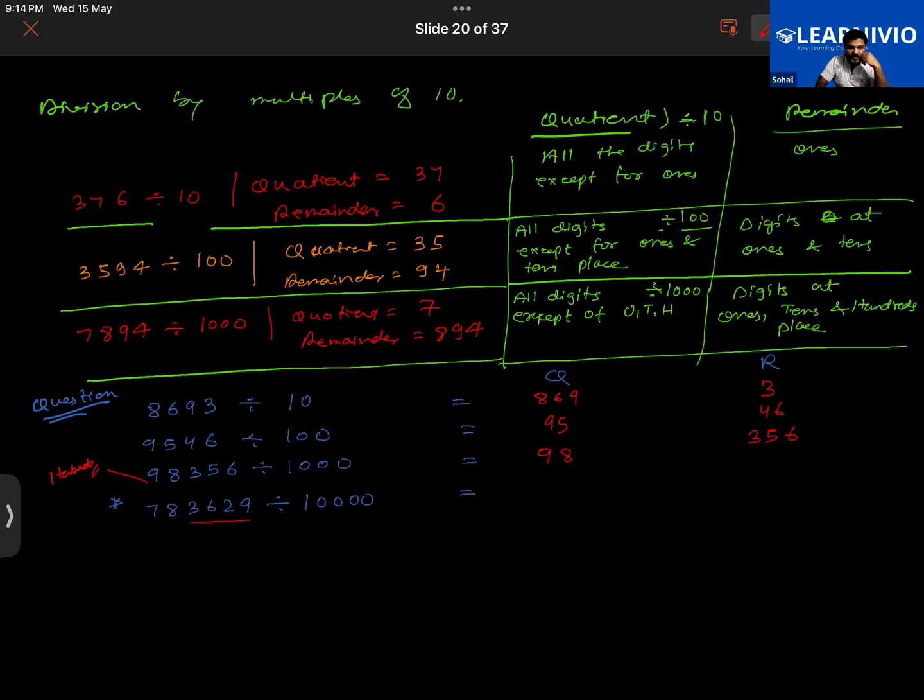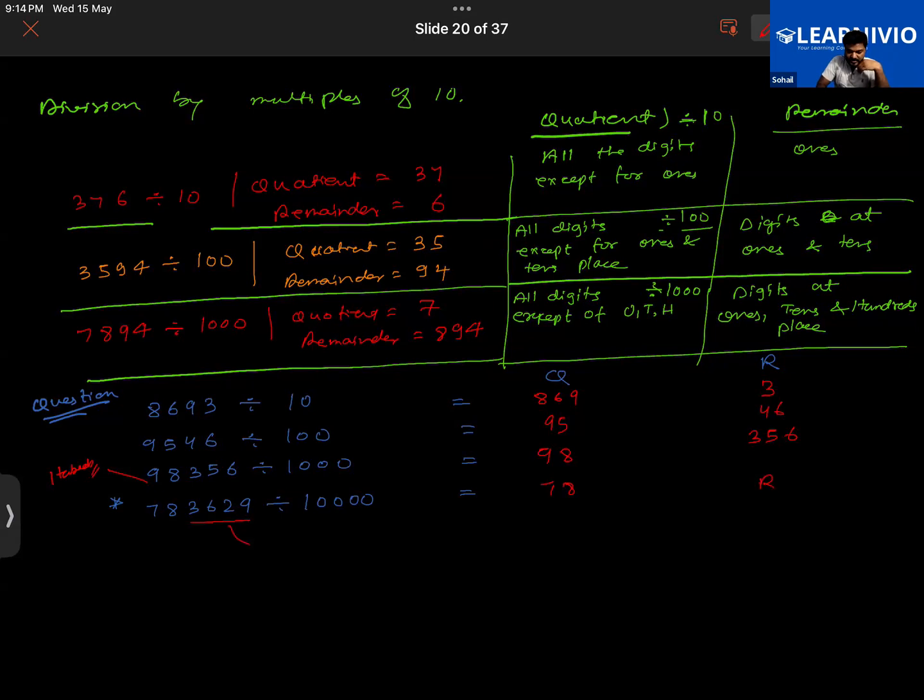Why do I ignore the numbers? Sumaya, please speak a little bit louder, dear. Why do I ignore the numbers? My point was that in quotient you have to write all the digits except for the digits at ones, tens, hundred, and thousand places. So you write only 78, and the rest will go to the remainder.